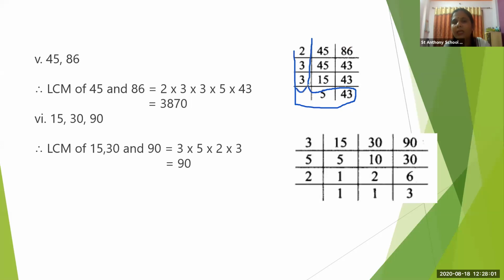If I had asked you to find the HCF of 45 and 86, your answer will be 2 multiplied by 3 multiplied by 3, that's it. Okay, so where there is a prime number here and a prime number here, the numbers on the left-hand side will be your HCF. And if you take all these numbers, that will be your LCM.